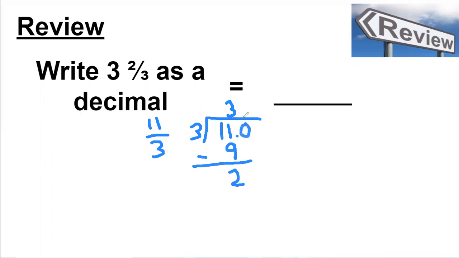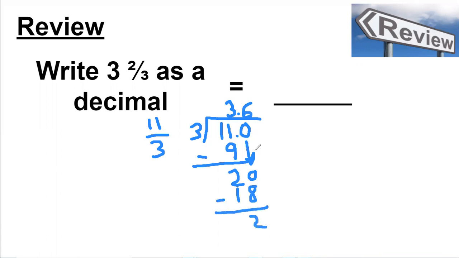So let's put a 0 in there, a decimal up here. Let's bring our 0 down. How many 3's go into 20? As close as we can get is 6, right? 3 times 6 is 18. Now we subtract. 20 minus 18 is going to give me 2.